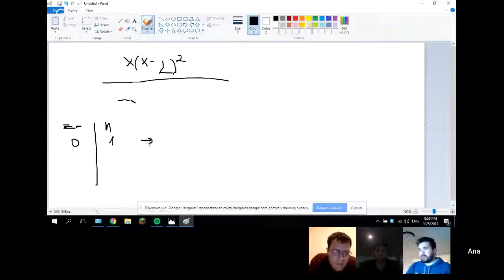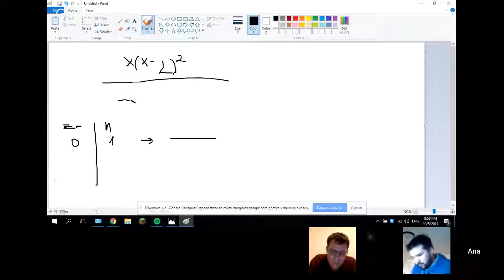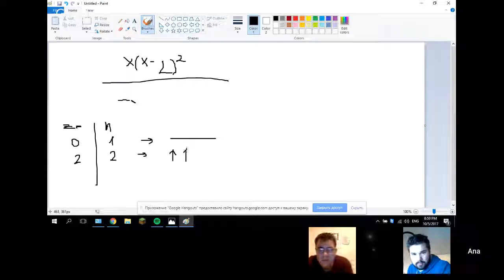So meaning that the end behavior of this is just like that, right? You don't have to even think about that. The next one is 2, and then it's 2. And since multiplicity is 2, it's a parabola, right? And then here is a plus sign, meaning that both of its end behavior is going up and up.